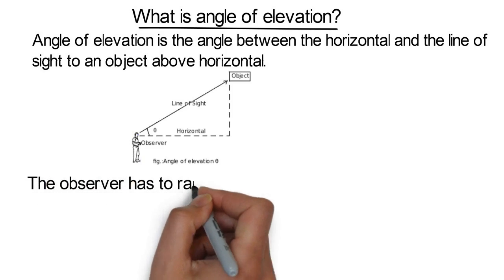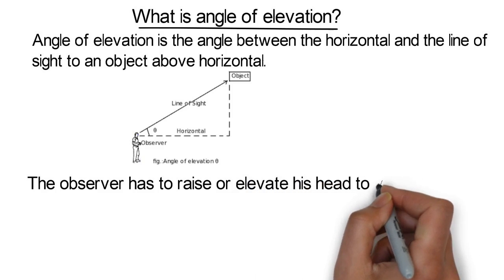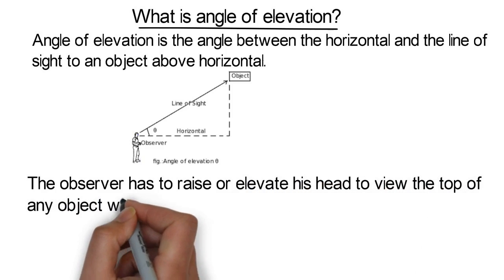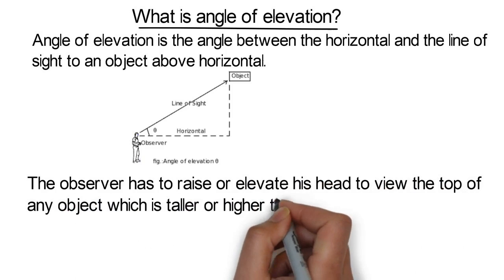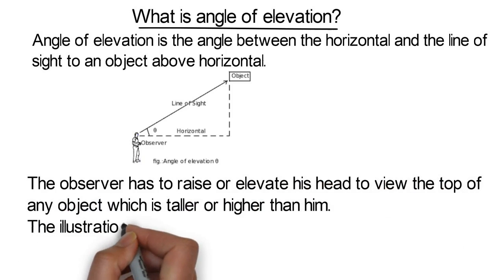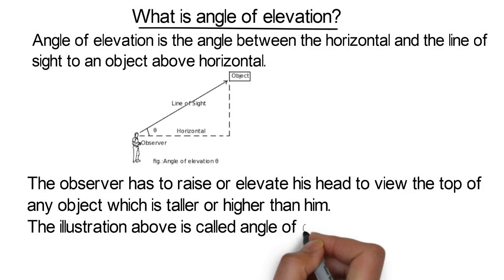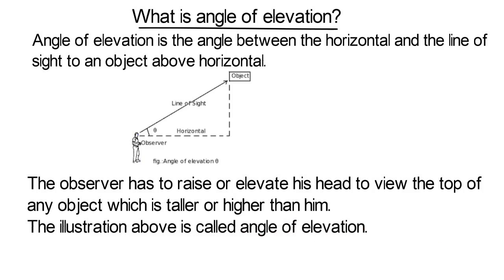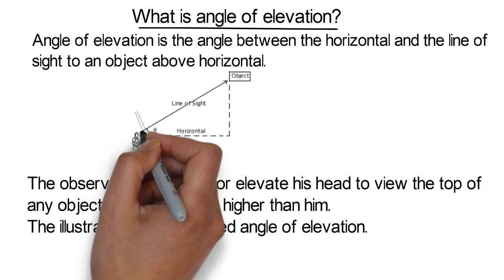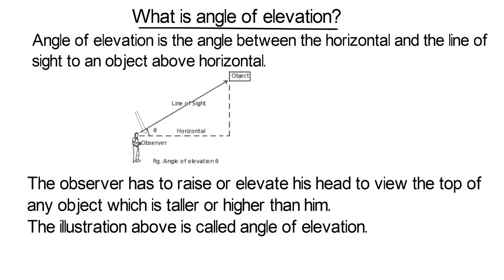So you can see here that the observer has to raise or elevate his head to view the top of any object which is taller or higher than him. Can you see? He's viewing the object at the top of his sight. So the illustration above is called angle of elevation. Can you see the angle of elevation? Good. So that angle there, angle theta, is the angle of elevation. So the arrow is pointing to the angle of elevation.